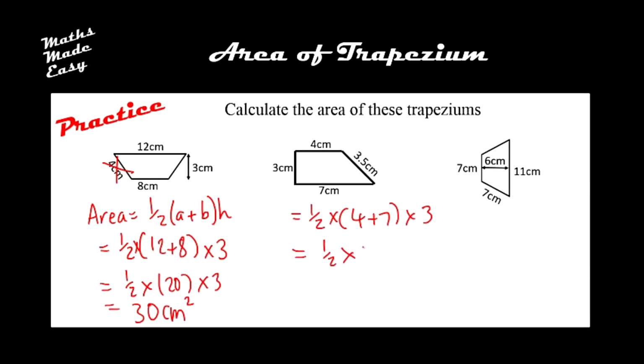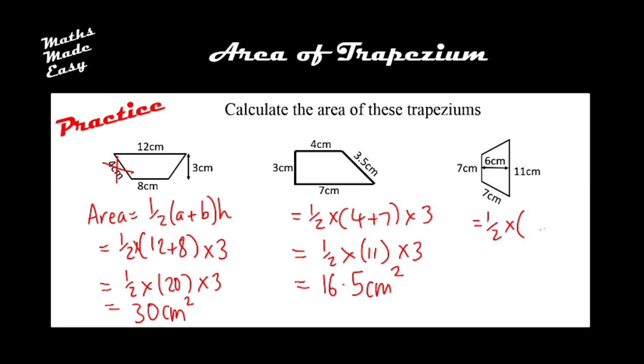For this second one, we've got 1/2 times 4 plus 7 times 3, which equals 1/2 times 7 add 4 is 11, and then times 3. So a half of 11 is 5.5, and then times that by 3 is 16.5 centimeters squared.